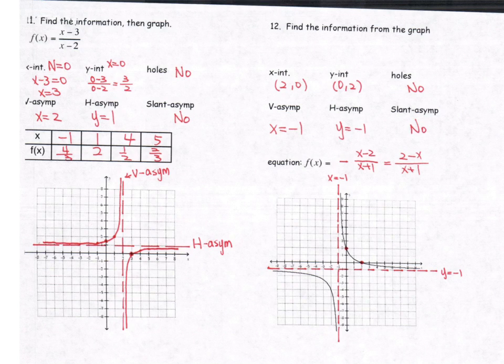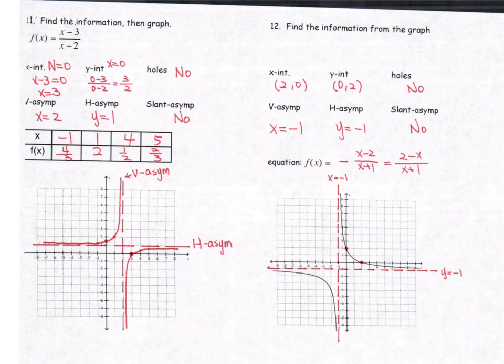Vertical asymptote. Vertical asymptote is found by setting my denominator equal to 0. My denominator is x minus 2, so x minus 2 equals 0, x equals 2. So x equal to 2 is a vertical line. So mark that down.